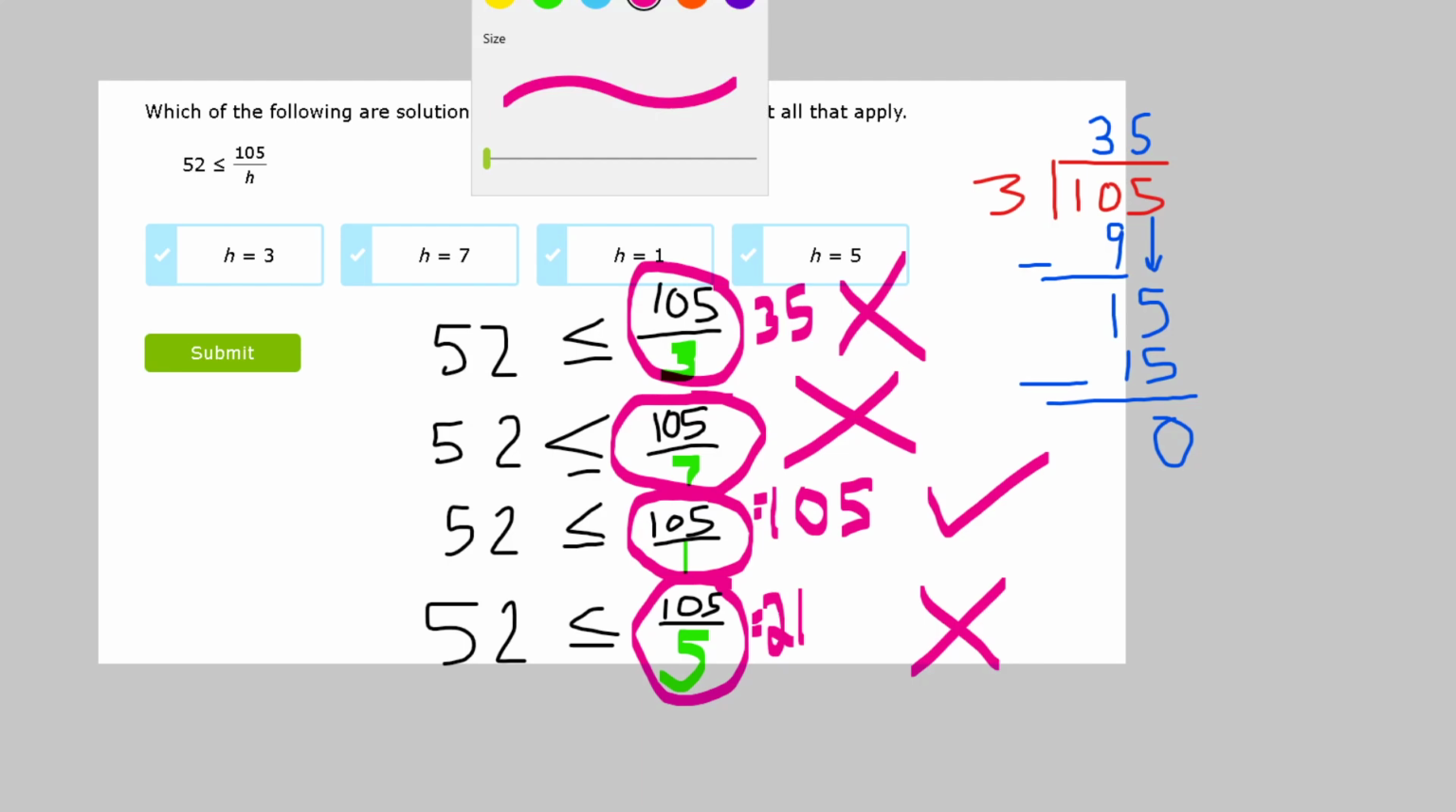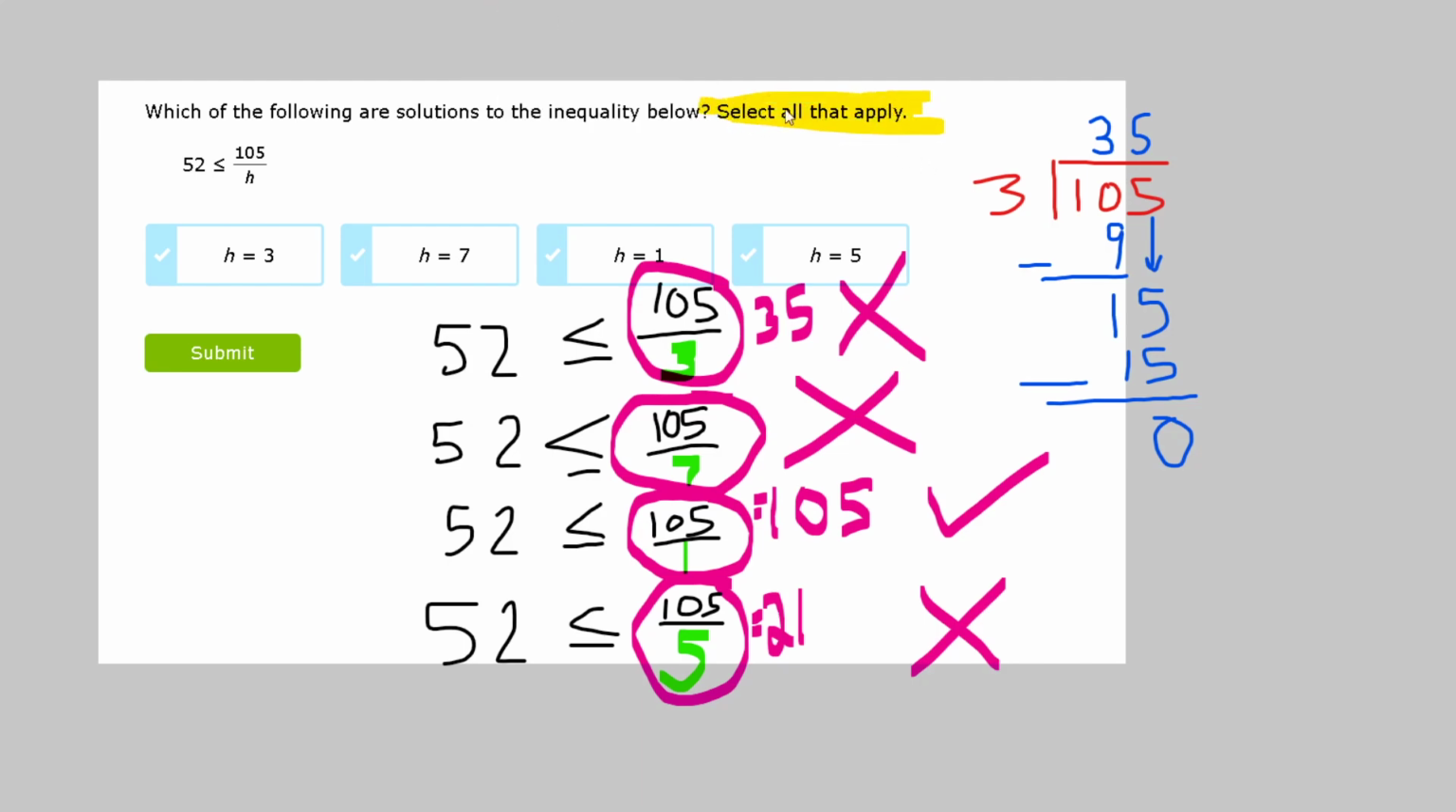And notice we had to check them all because this says select all that apply. So that means there can be more than one answer. And whenever you see these check marks, I believe it's those type of questions. Select all that apply. Very, very important. You'll see questions like this on the M-Step, and I don't think on the SAT, but maybe you will see stuff like this in the future. So just be careful. So our only choice here that works was H equal to 1.